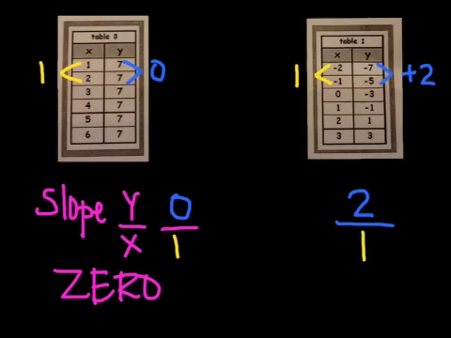Now I have my entire slope, 2 over 1. I can simplify that and just say that that is a slope of 2. That's how you do the tables. The other 4 tables, you'll do exactly the same way.